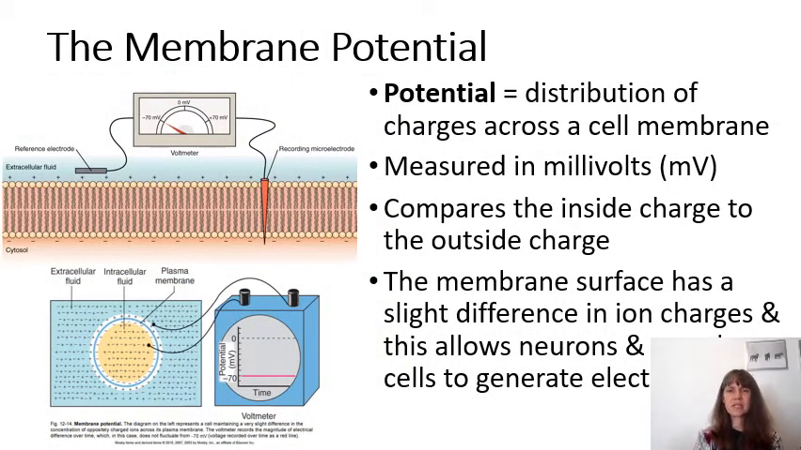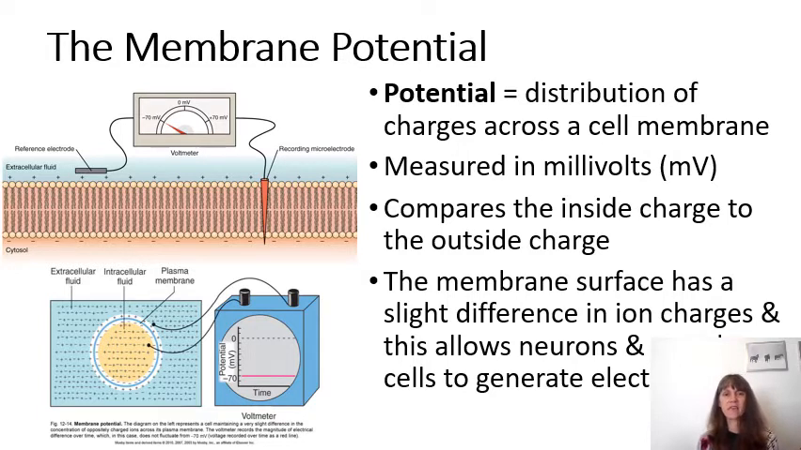The membrane potential is due to the distribution of charges across the cell membrane. This can be measured in millivolts, as you can see in the picture at the top on the left. It compares the charges inside to the charges outside. With a net negative charge of negative 70 millivolts being the normal measurement for neurons.